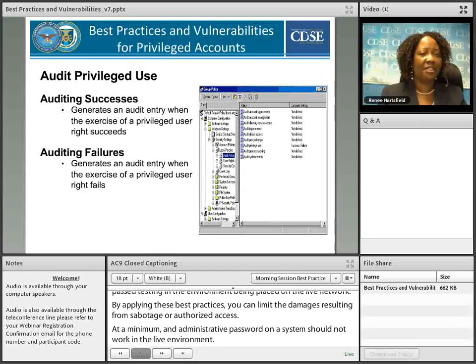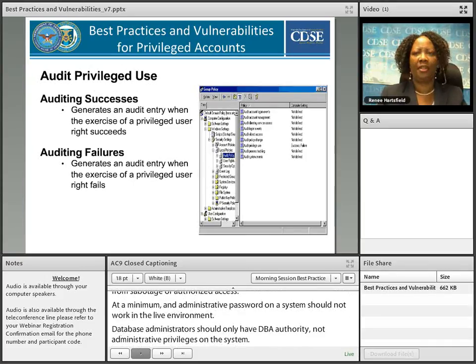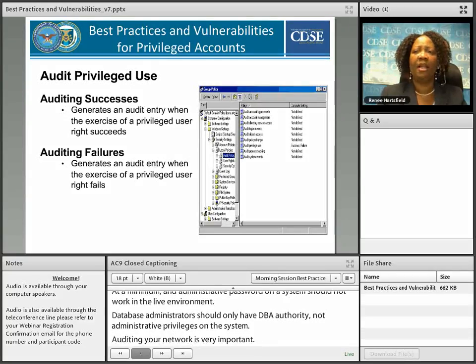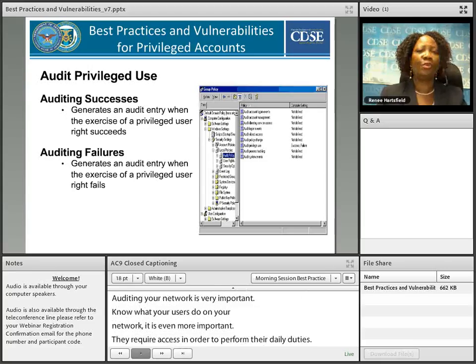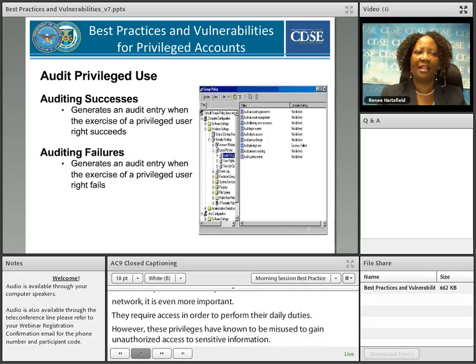Auditing and monitoring your network is also very important, and knowing what your privileged users are doing on your network is even more important. Privileged users require privileged access in order to perform their daily duties. However, these privileges have been known to be misused in order to gain unauthorized access to sensitive information. They are known to cause damage to systems and networks, and even to hide their own trails. To deter this from happening, organizations should proactively audit and monitor all privileged activity.